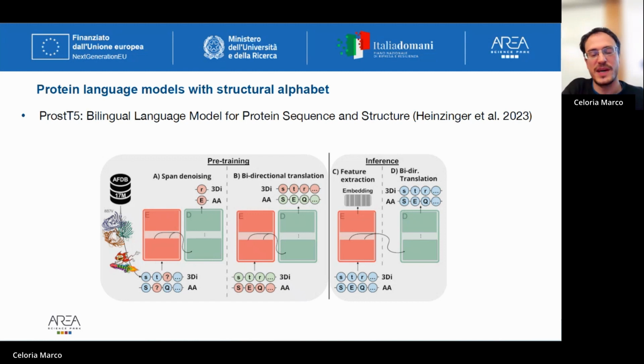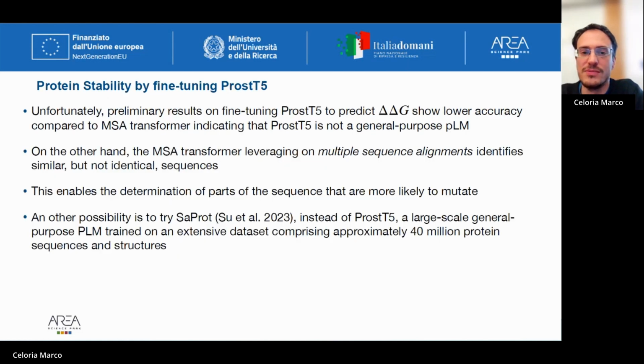So the idea here is to have a pre-trained language model that is able to take the amino acid sequence, learn the relations between the amino acids, and translate them into this other alphabet, which, as I recall, is basically a discretized encoding of the tertiary structure. And once we have learned this, we can use it for feature extraction and to perform a downstream task, precisely like the prediction of the delta G. So here we wanted to use an augmented alphabet, also incorporating the 3Di structure, to predict the delta G.